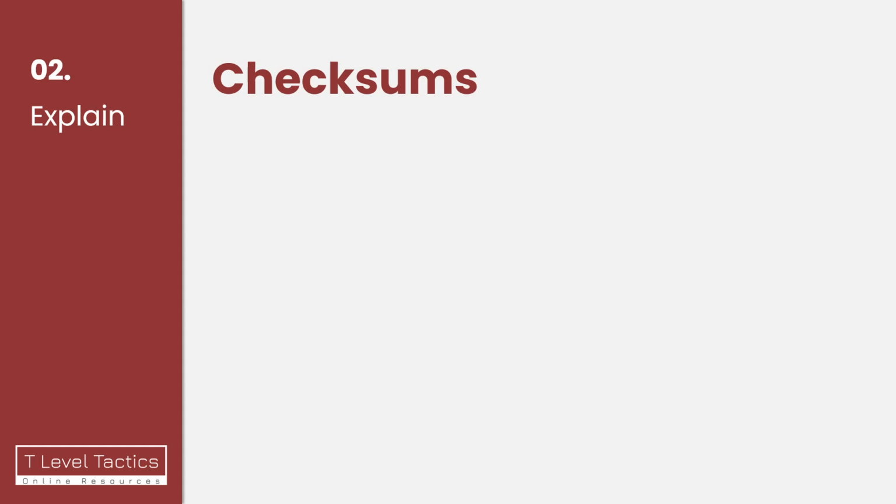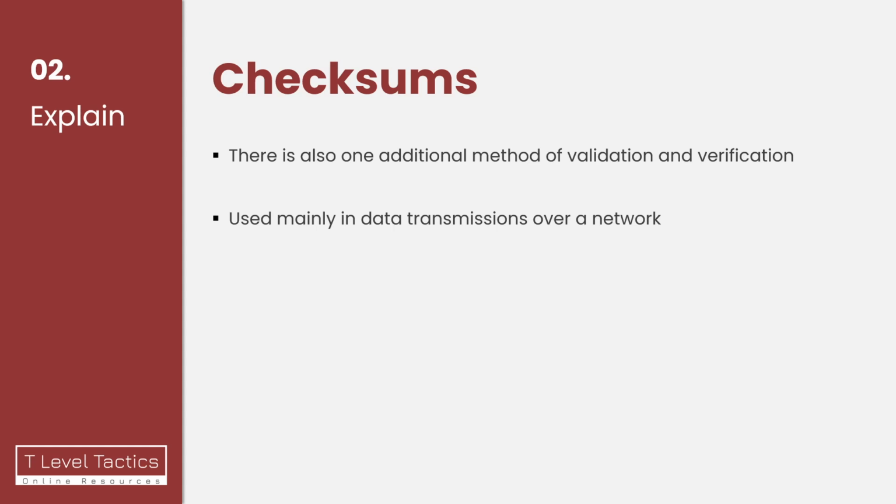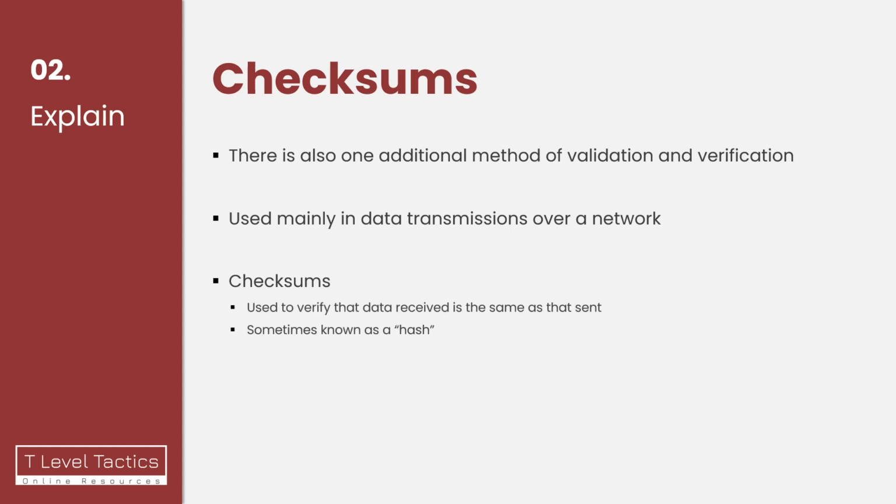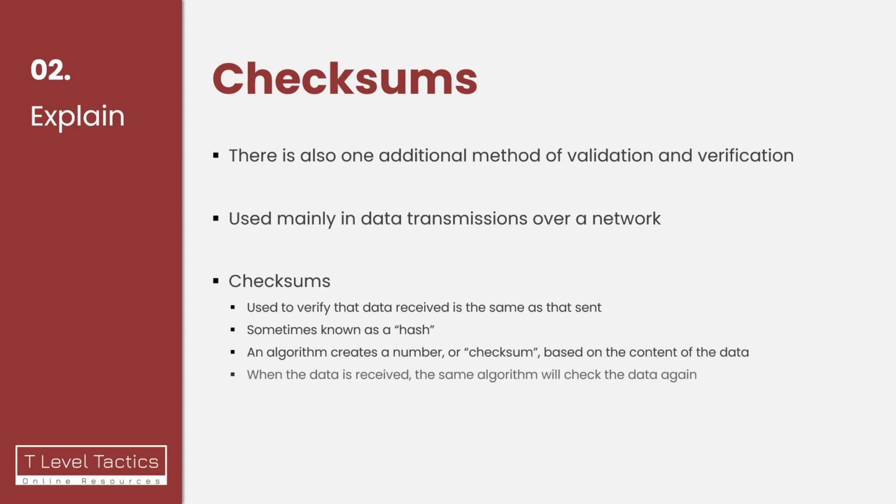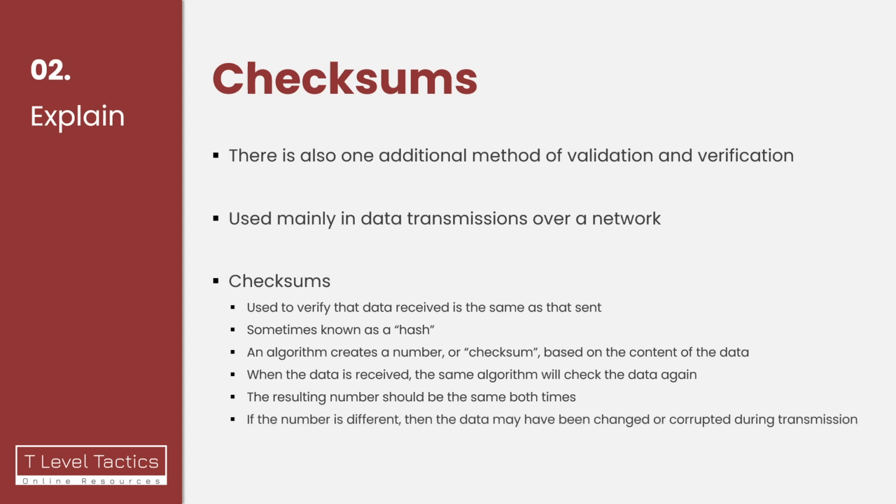There's also one additional method of validation and verification, and it's used mainly in data transmissions over a network, and they're known as checksums. And checksums are used to verify that data received is the same as that sent. It is sometimes known as a hash. Essentially, an algorithm creates a number or checksum based on the content of the data, and when the data is received, the same algorithm will check the data again. The resulting number should be the same both times. And if the number is different, then the data may have been changed or corrupted during transmission.